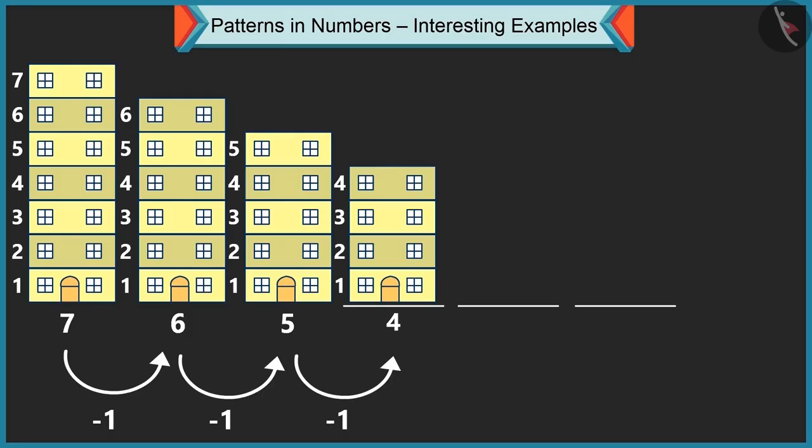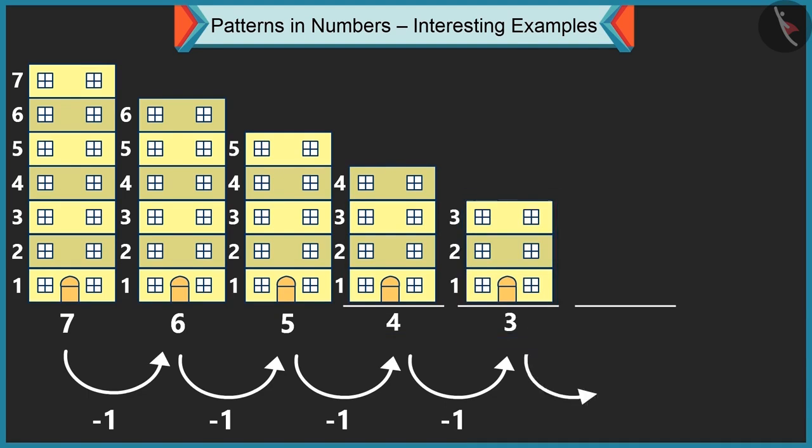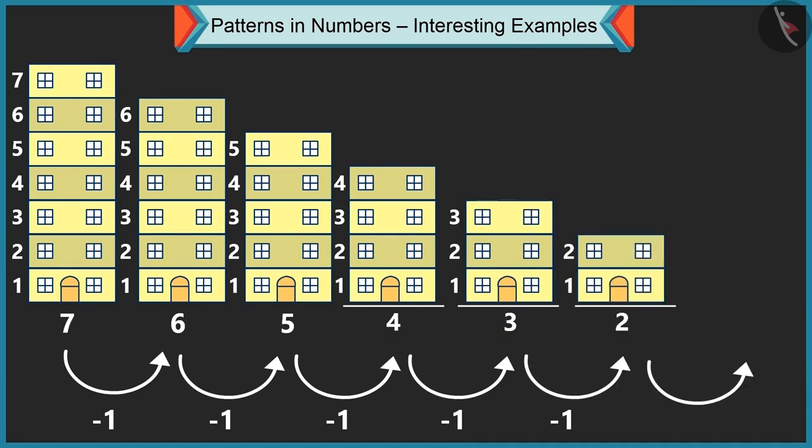Children, we proceed with this pattern by reducing the number of floors by 1 at a time. Hence, in the next step we get 3, then reducing 1 from 3 we get 2, and after 2 comes a single-story building. And with this the pattern comes to an end.